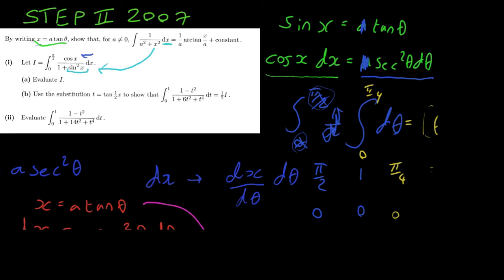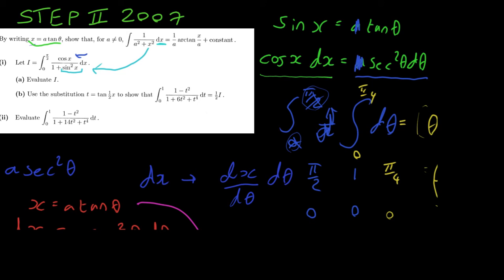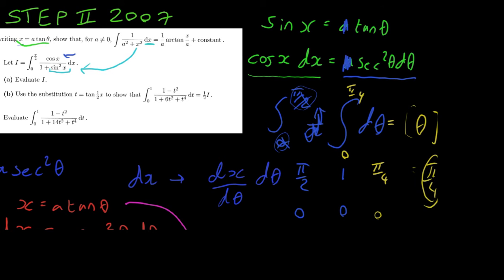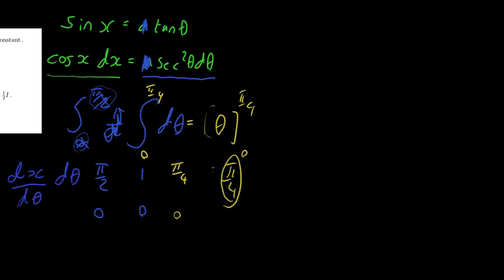Now, we want to use the substitution t equals tan a half x. Now, this is very, very common. If you're familiar with your tan substitutions, and if not, I'll write these down here, but this is something you should get very familiar with. t is tan a half x. This is used all the time in STEP. And the reason for that is I can have very nice expressions for sine of x and cos of x in terms of t.